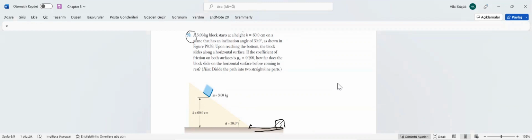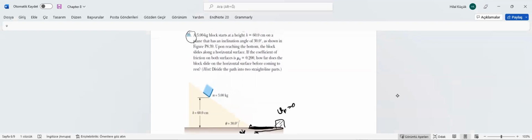At the final point, the final rest velocity will be 0. So I have to find this distance. Say this part is D. Okay, I don't know what it is, or say X. Maybe X is better because it moves on a horizontal line. It's asking for this part. How can I find it? Just assume. Again, I have to use this famous formula.